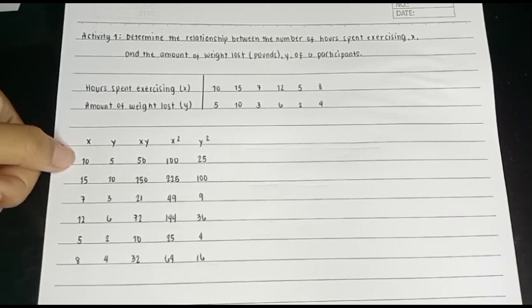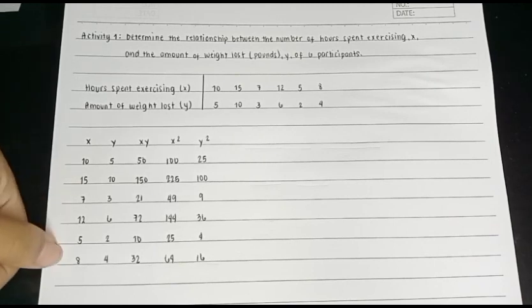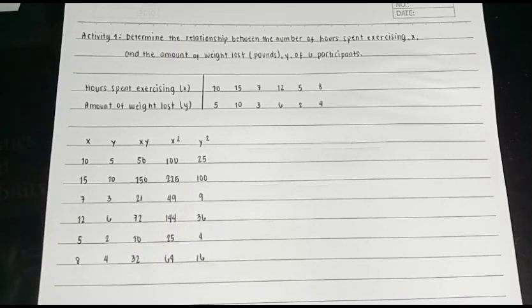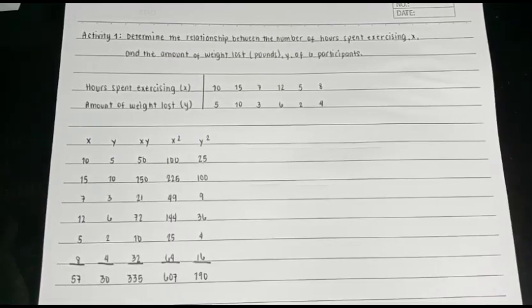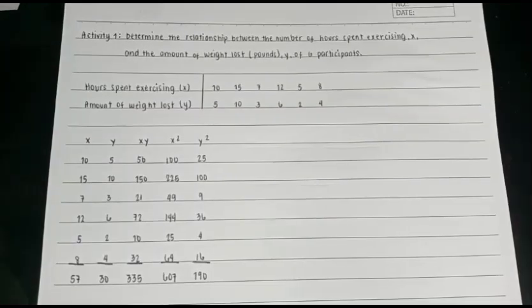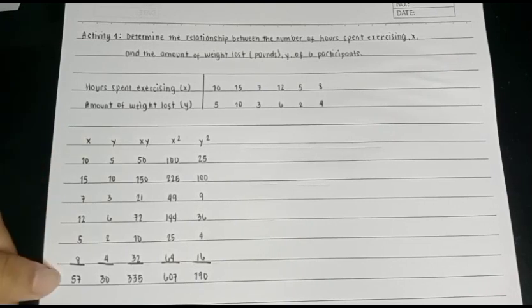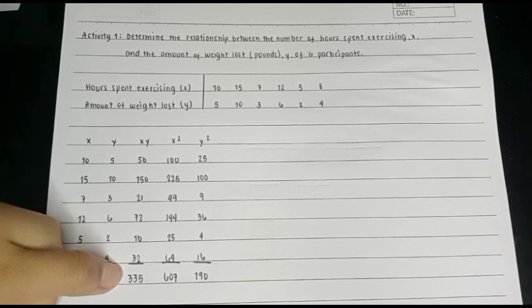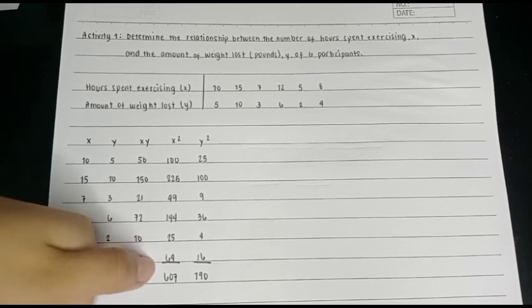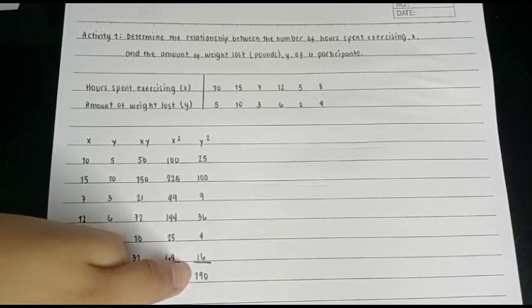Simulan na natin dito sa x. Ipa-add lang natin yung values ng x para makuha natin yung sum niya. And now, here's the sum of each column na nakuha natin. Therefore, the sum of our x is 57, and for our y is 37, and for our xy is 335, and for our x squared is 607, and lastly is for our y squared is 190.